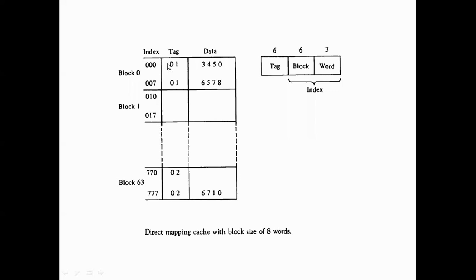So in this way, we can also divide this cache into blocks. So if we look at this cache, how many blocks will there be? The last entry will be 77, which means 111 111, 6 ones. So 6 ones imply 64 numbers. So in total there will be 64 blocks, block 0, block 1 up to block 63.